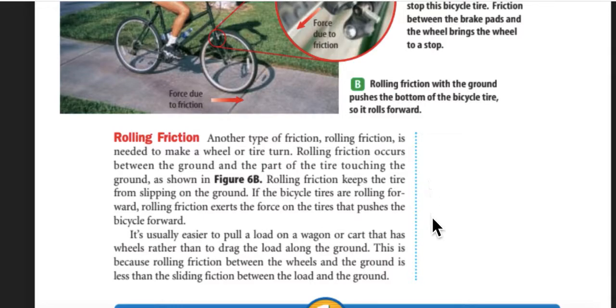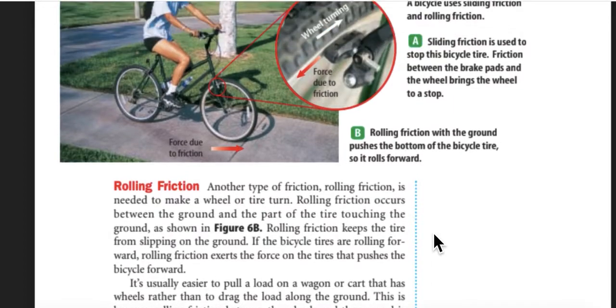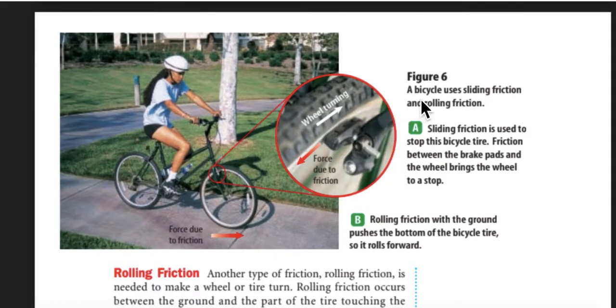It's usually easier to pull a load on a wagon or cart that has wheels rather than drag the load along the ground. This is because rolling friction between the wheels and the ground is less than the sliding friction between the load and the ground. One last look here at Figure 6 of bicycles, sliding friction and rolling friction. A. Sliding friction is used to stop the bicycle tire. Friction between the brake pad and the wheels brings the wheel to a stop. B. Rolling friction with the ground pushes the bottom of the bicycle tire so it rolls forward.